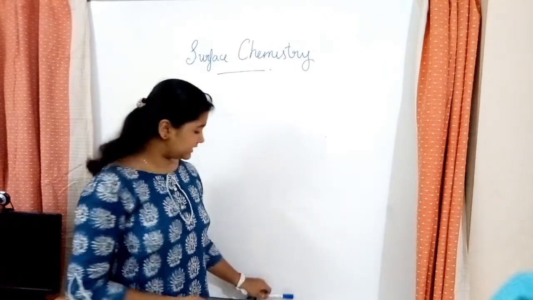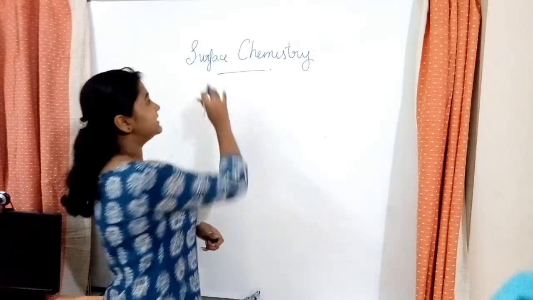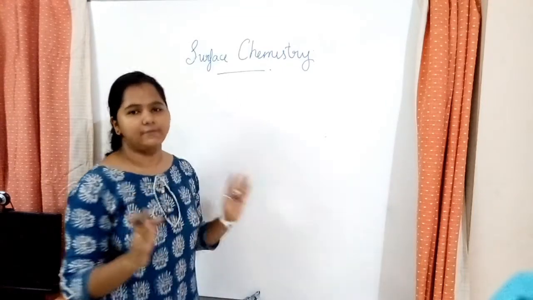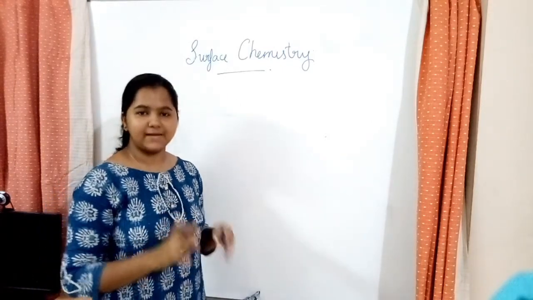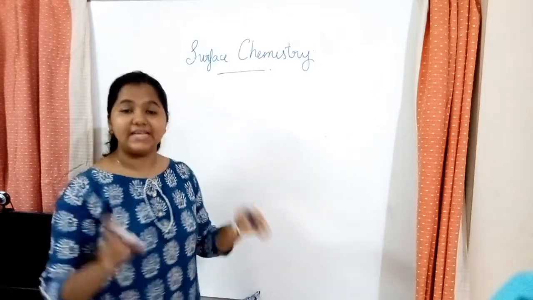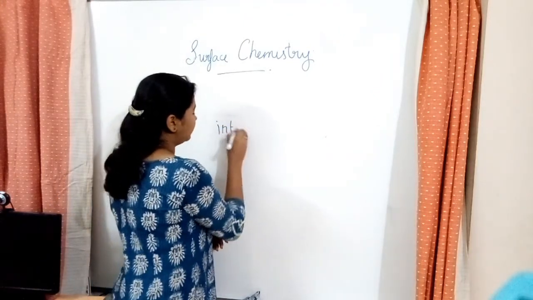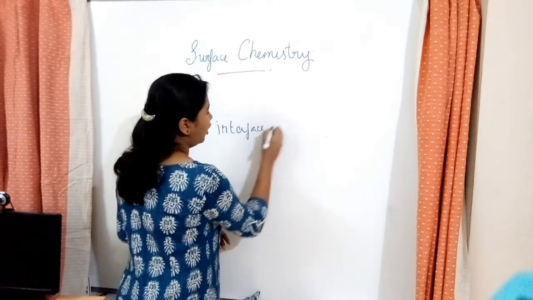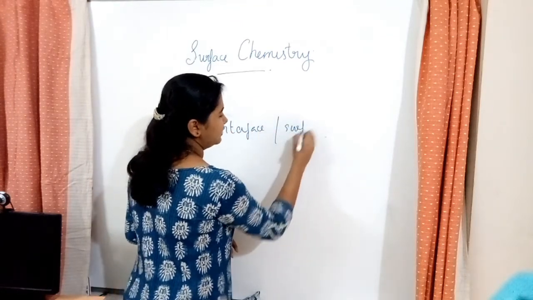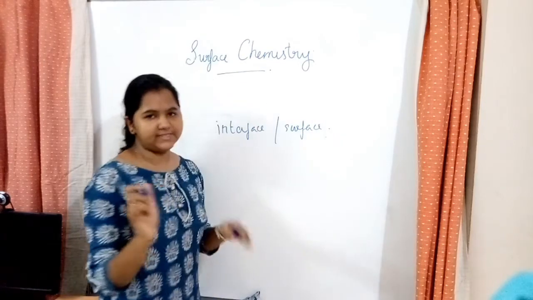So the first thing that we have to learn is the heading itself, that is surface chemistry. What is surface chemistry? It's a branch of chemistry that deals with the phenomena that happen at the interface of surfaces. So I'll tell you what is surface and interface.